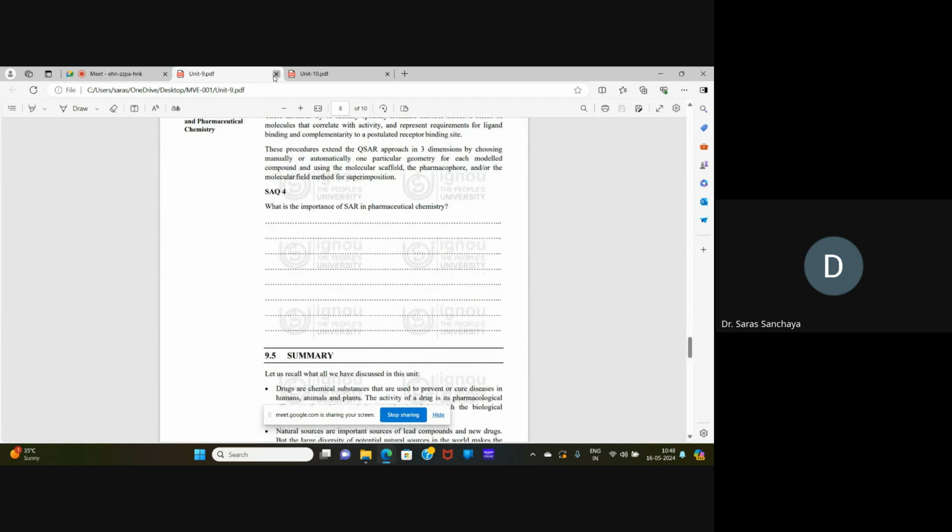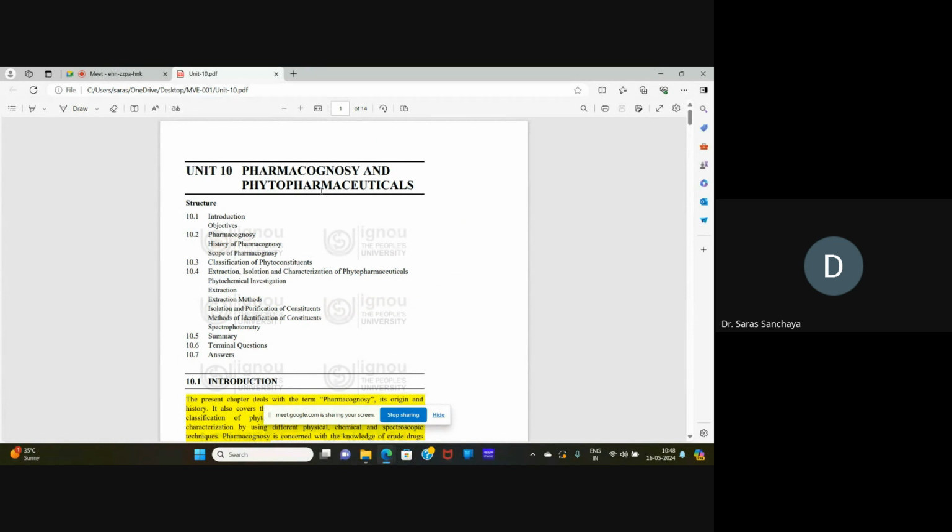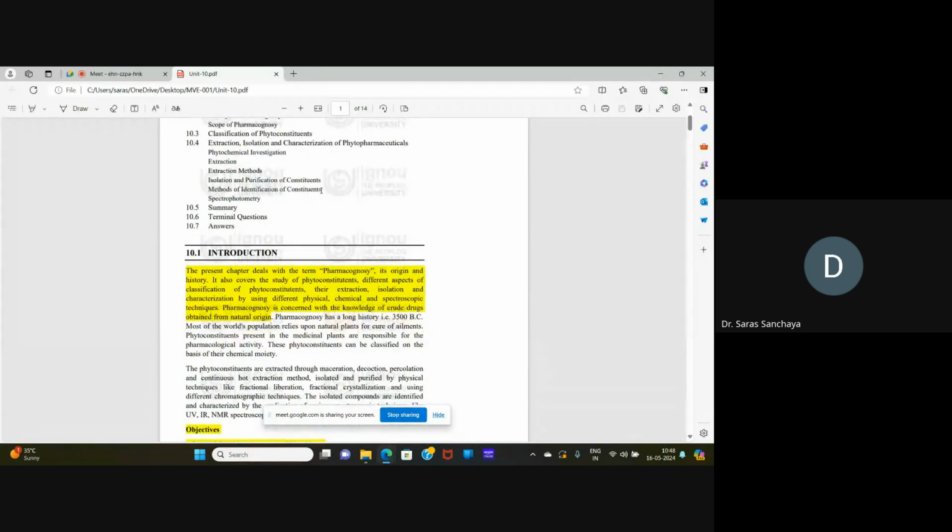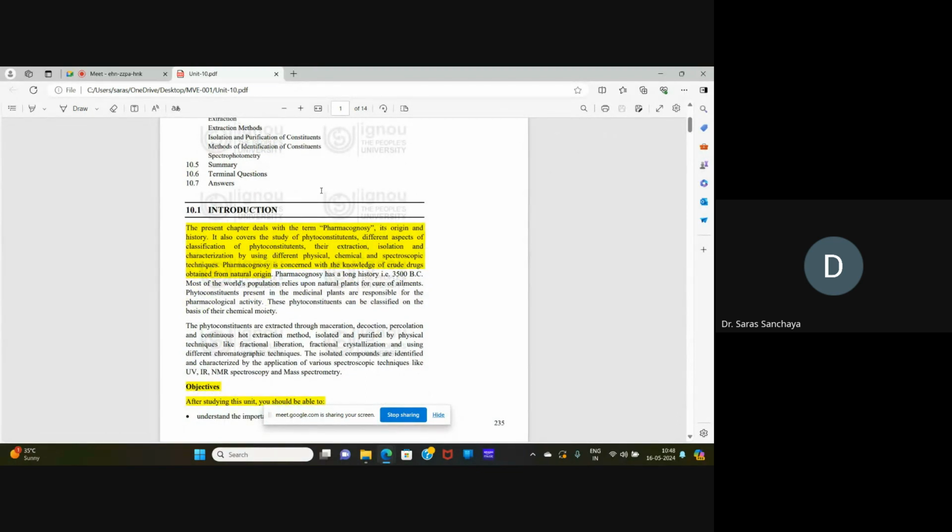Now we come to the last unit of today, that is pharmacognosy and phytopharmaceuticals. First, the introduction. The present chapter deals with the term pharmacognosy, its origin and history. It also covers the study of phytoconstituents, different aspects of classification of phytoconstituents, their extraction, isolation, and characterization by using different physical, chemical, and spectroscopic techniques.